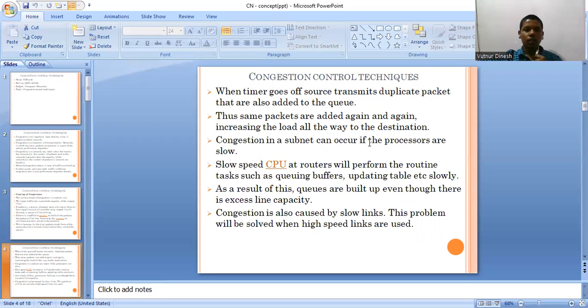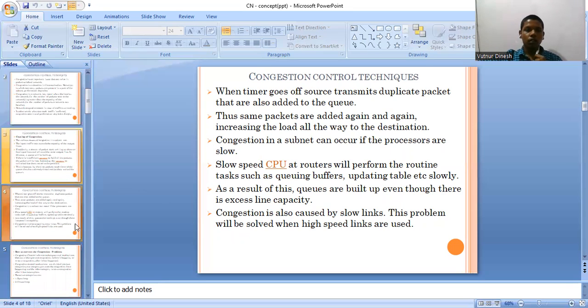Congestion in a subnet can occur if the processors are slow. Slow speed CPUs at routers will perform the routine tasks such as queuing buffers, updating tables, etc. slowly. As a result of this, queues are built up even though there is excess line capacity. Congestion is also caused by slow links. This problem will be solved when high speed links are used.